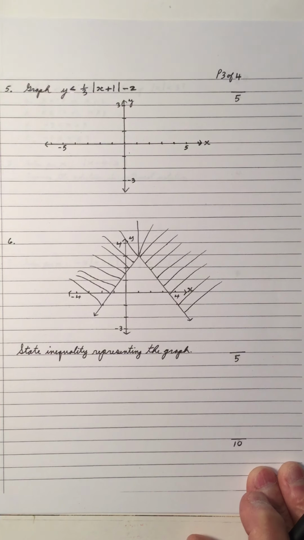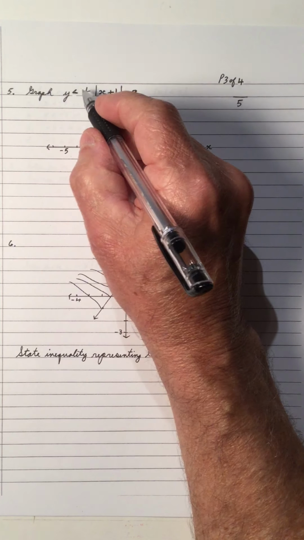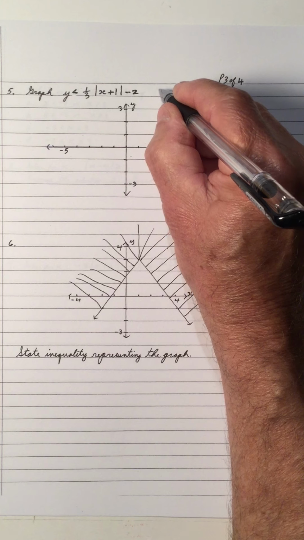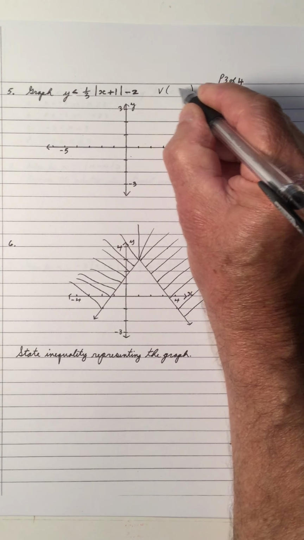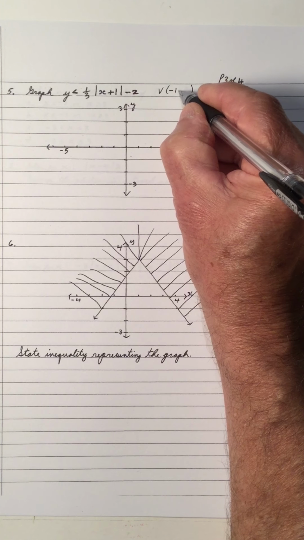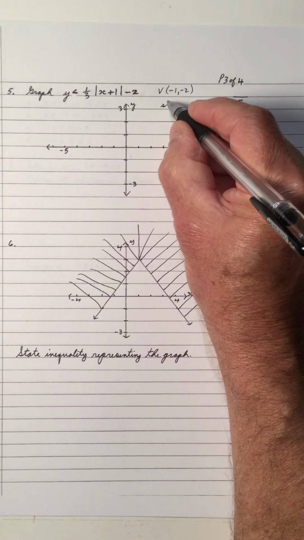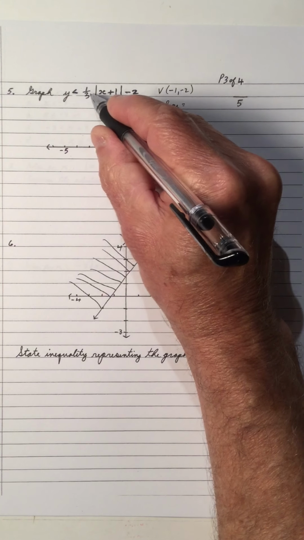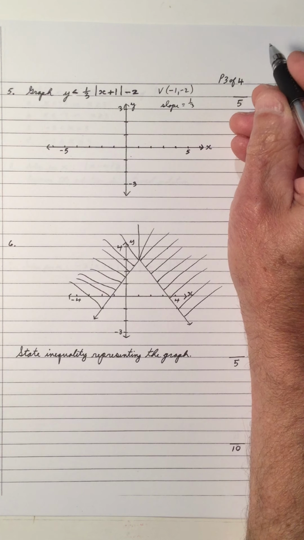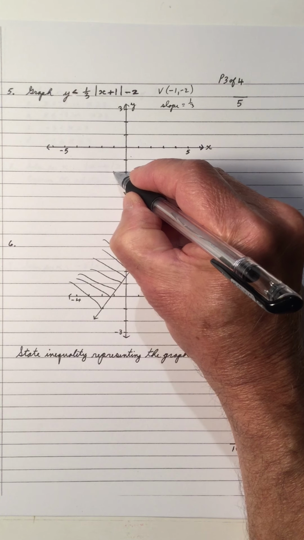Okay. And it says graph y is less than 1/3 the absolute value of x plus 1 minus 2. So to graph this, I'm going to use the vertex. And the vertex is opposite of plus 1 is a minus 1, minus 2. And we have a slope. I'm going to say the vertical stretch is 1/3. So I'm going to plot that. The vertex is x is negative 1, y is negative 2, right here.